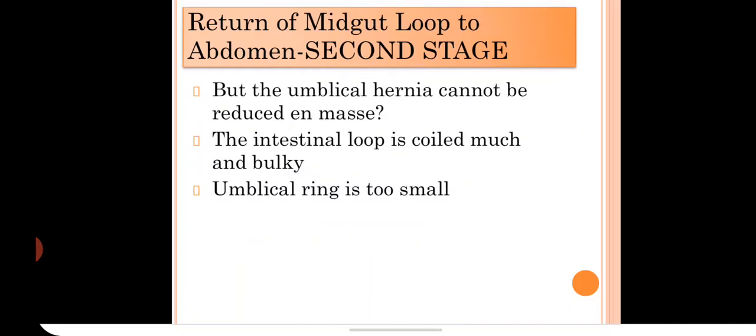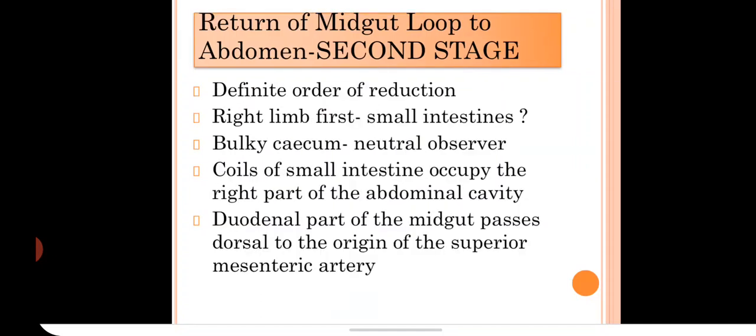Once it has come out, it can't be reduced as a whole. So the umbilical ring is too small, and the intestinal loop has elongated much and is bulky. So how will it return? There is a definite order of reduction. So the right limb will enter first. The bulky cecum will act as the neutral observer.